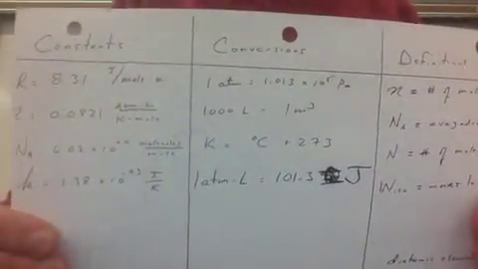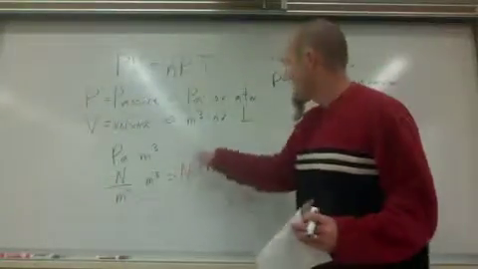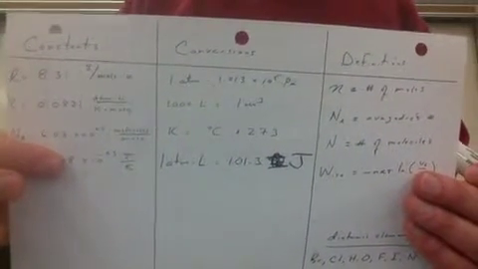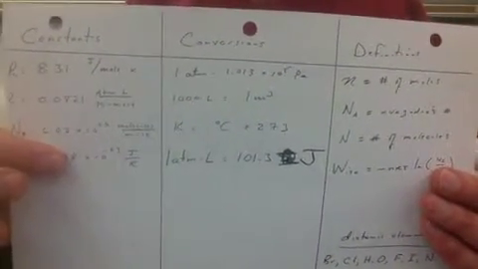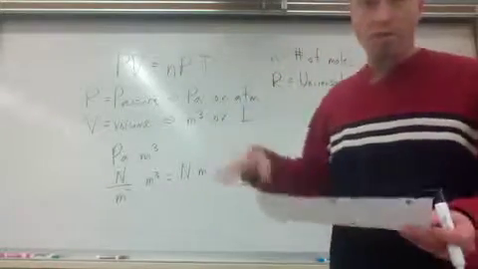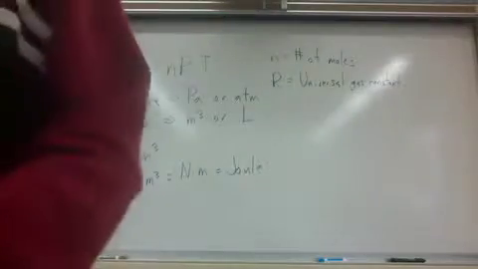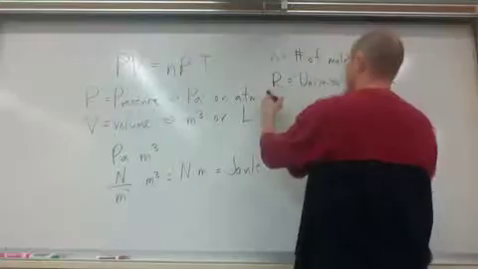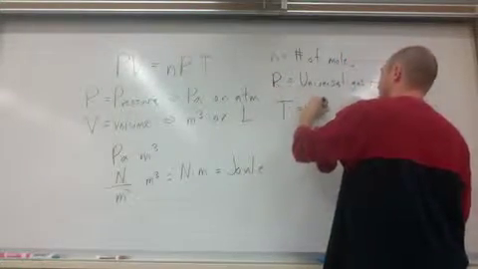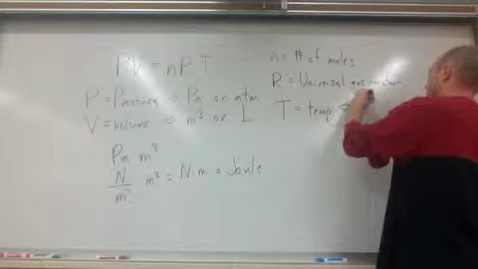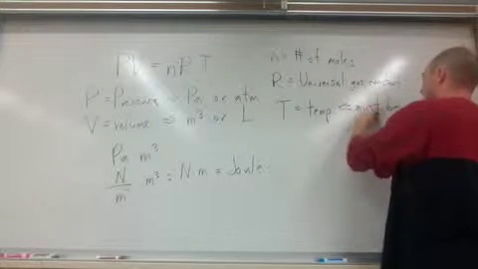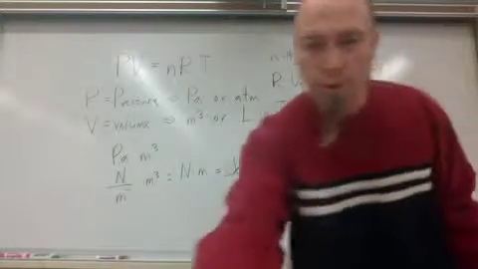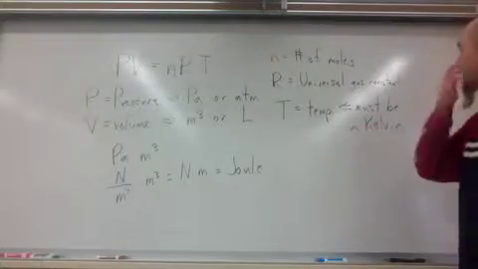R either is, if we're talking about pascals, 8.31 joules per mole times Kelvin. Or if you're talking about atmosphere liters, it's 0.0821 atmosphere liters per mole Kelvin. So R is one of those two values. And then T is temperature, but it must be in Kelvin. Just remember, to use this equation, temperature has to be in Kelvin.